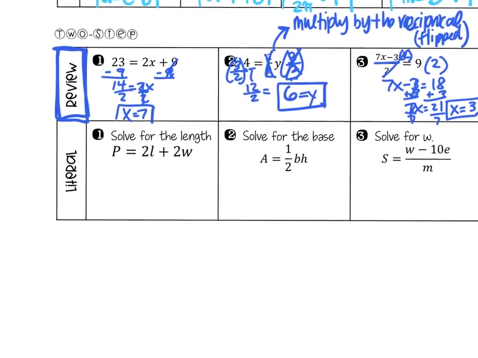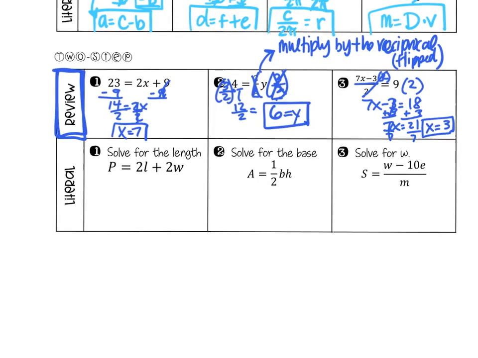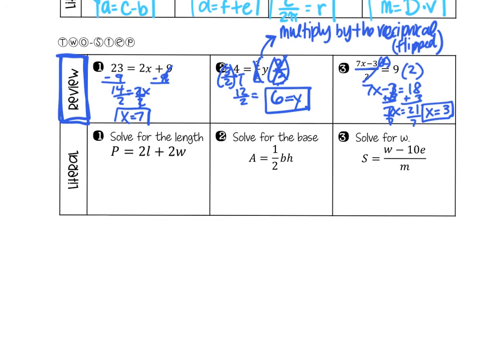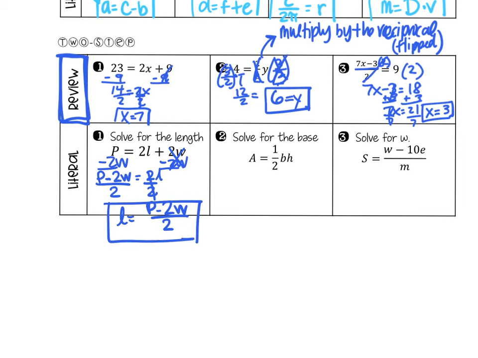Okay, now when we're looking at that for solving the literals, so no numbers in there. So 1 says solve for the length. So I want to start by moving this 2w by subtracting. I can't combine that with p, so I just do p minus 2w equals 2l. Well, it still has the 2 with the l, so I divide by 2 to cancel that. And on that side, I can't simplify that with everything, so I'm just going to leave it divided by 2 on there.